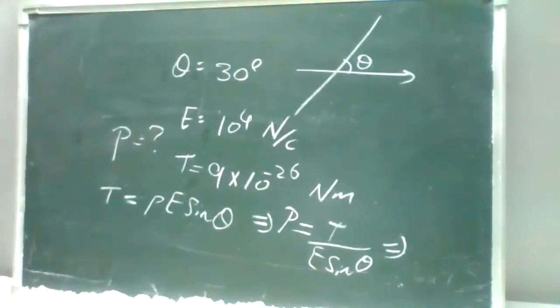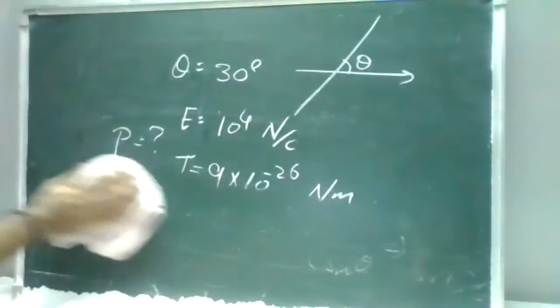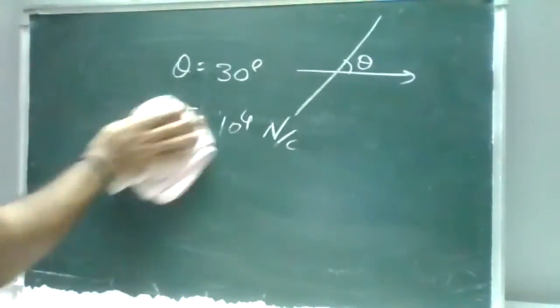Sir, the answer is 1.8 into 10 power minus 29 Coulomb meter. Correct. Super. Okay. Next question. Try this question yourselves. I'll give the relation. Next question.